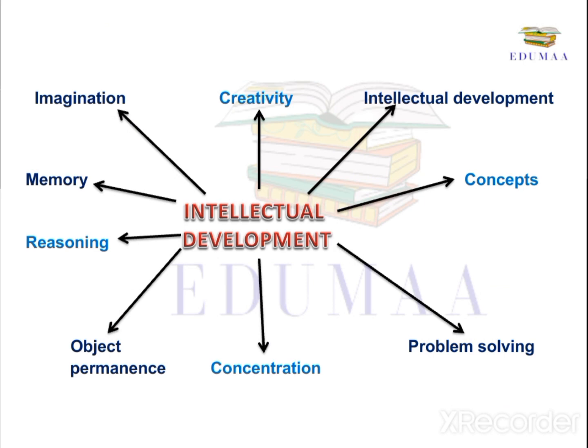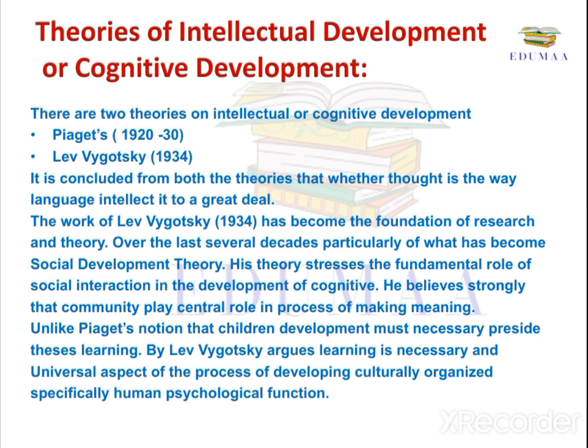Here we can see the diagram of intellectual development: imagination, creativity, concepts, problem solving, concentration, object permanence, reasoning, and memory. Next is theories of intellectual development or cognitive development.